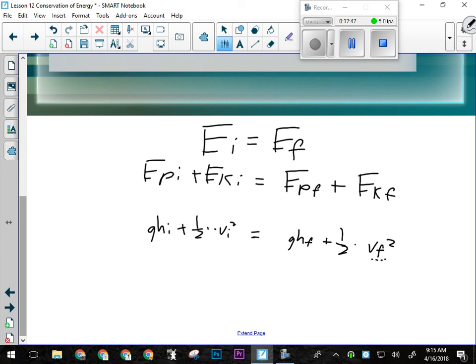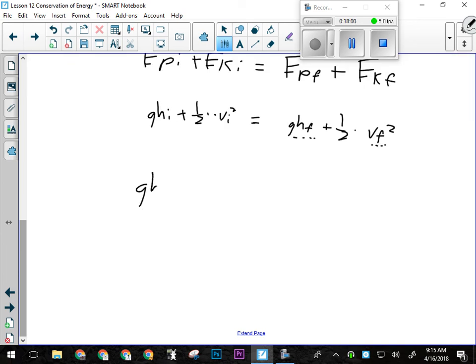Essentially now I have this. Now I want to get VF by itself, so I'm going to subtract this over to this side, as the first part of isolating VF. So I'm going to have g h_i plus 1/2 v_i squared minus g h_f equals 1/2 times v_f squared, right?